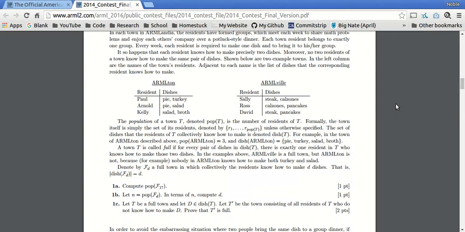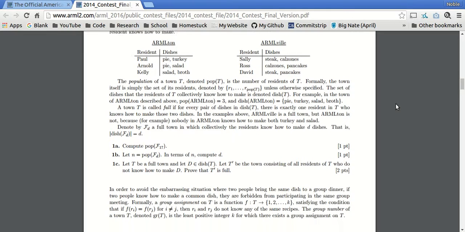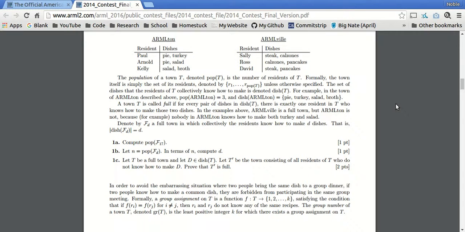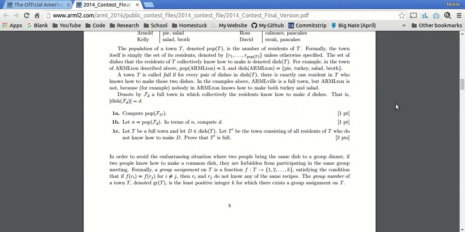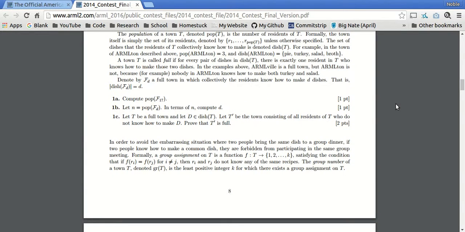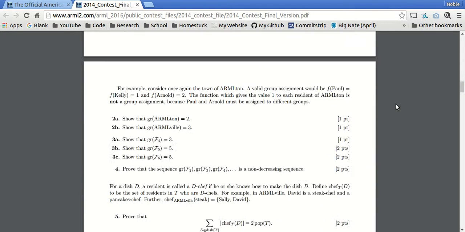So basically, you have a population, each person knows how to make two dishes, and there's a set of dishes, and a town is called full if there's one resident for each pair of dishes. So you have to find the population of a full town with D dishes. It's the number of ways you can pick two dishes from D dishes. So that's the easy part. And then if you take one dish out, and then you take all of the people that do not make that dish, it's still a full town. That's pretty easy to prove.